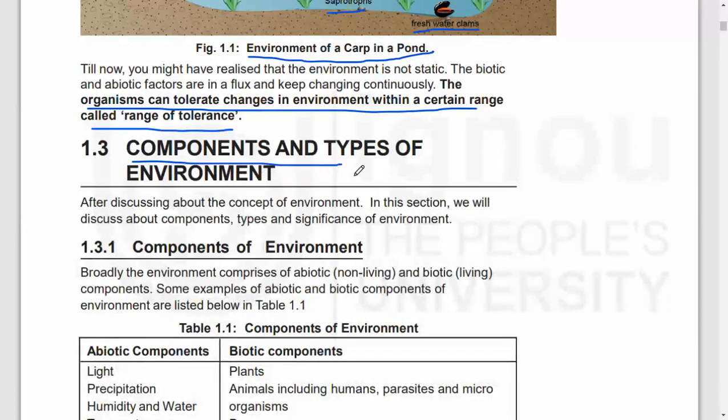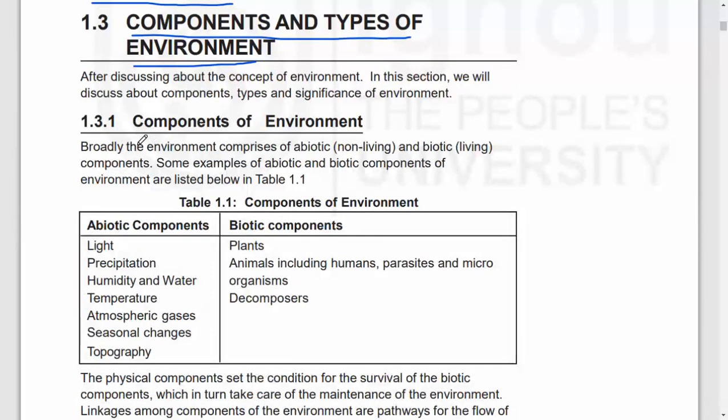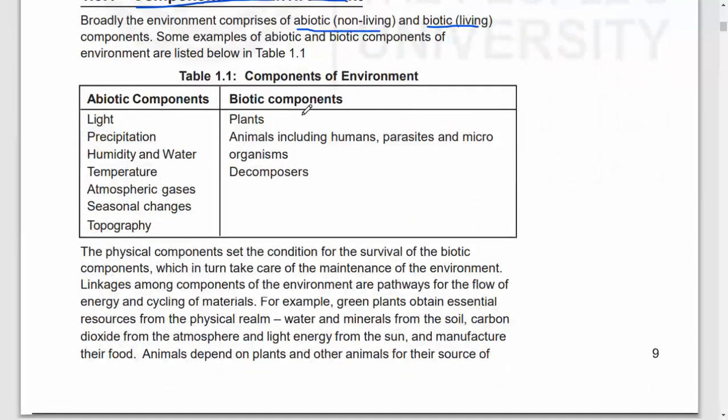Components and types of environment. After discussing the concept of environment in this section, we will discuss components, types, and significance of environment. Components of environment. Broadly, the environment comprises abiotic, meaning non-living, and biotic, meaning living components. Some examples of abiotic and biotic components of environment are listed below in Table 1.1. Table 1.1: Components of environments, abiotic components, biotic components.